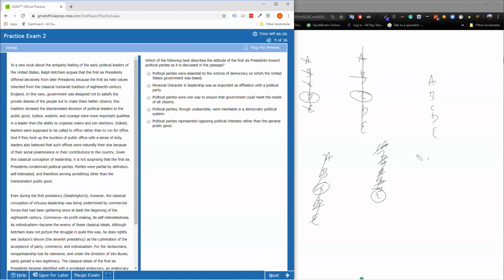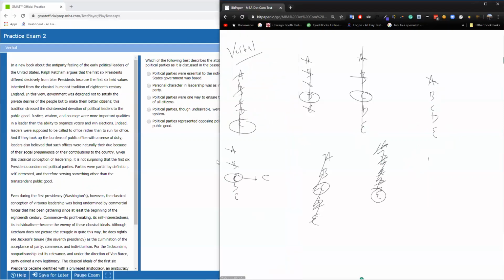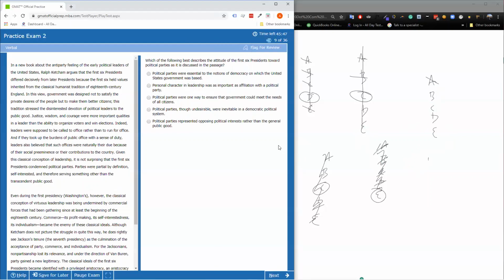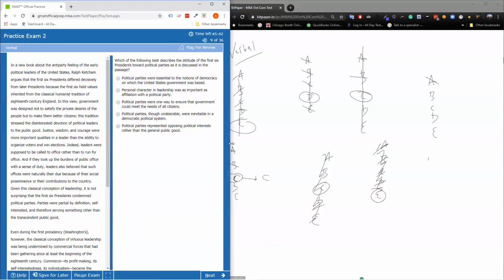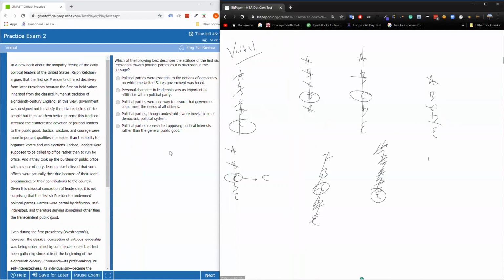Which of the following best describes the attitude of the first 6 presidents towards political party? As discussed in the passage, political parties were central to the notions of democracy on which the United States government was based. No, they did not like parties. Personal character and leadership was as important as affiliation with a political party. Maybe political parties were one way to ensure that government can meet the needs. No, political parties were, though undesirable, inevitable in a democratic political system. I don't think they thought that. Political parties represented opposing political interests rather than the general public good.